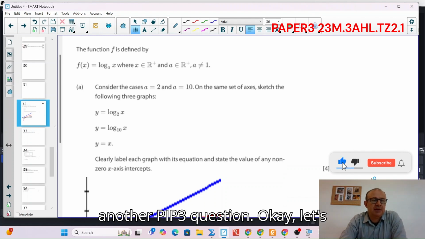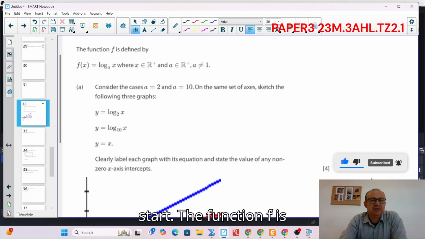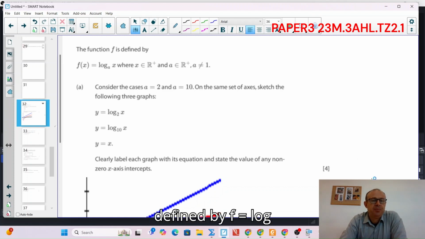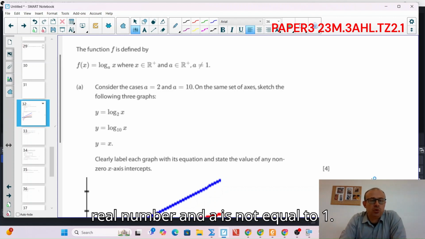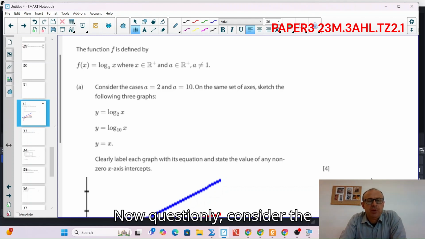Today we will deal with another paper 3 question. Okay, let's start. The function f is defined by f of x is equal to log base a of x, where x is a positive real number and a is again a positive real number and a is not equal to 1.